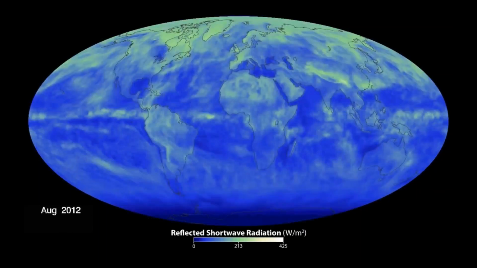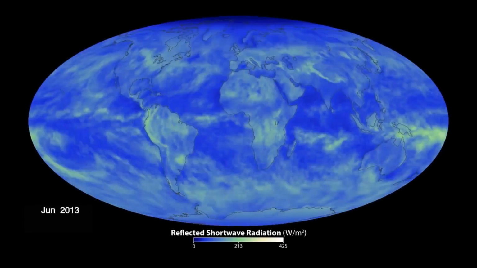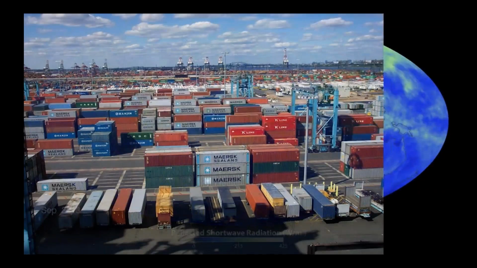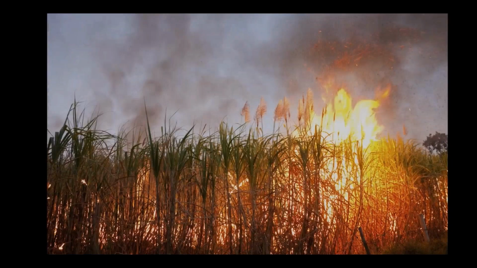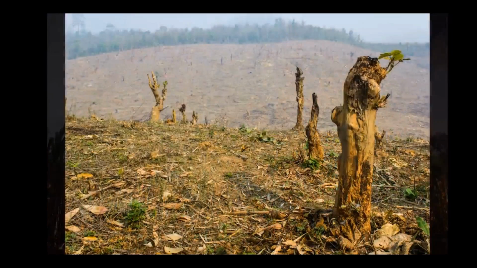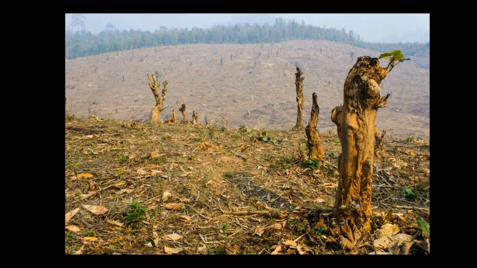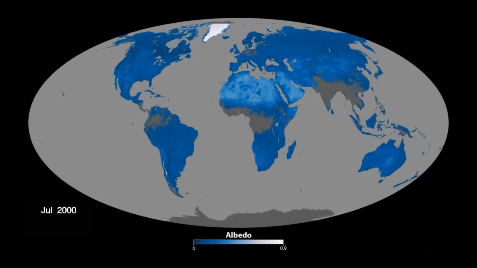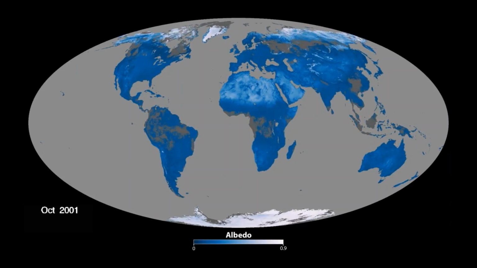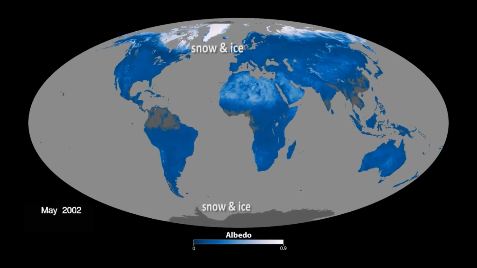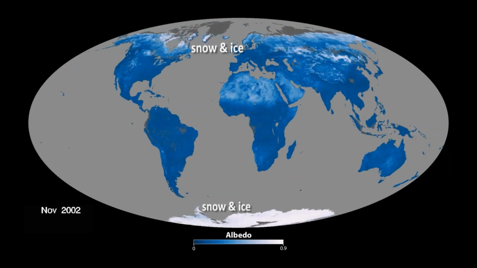Notice more reflected solar energy where there are persistent clouds, wind-blown dust from the Sahara Desert, smoke and pollution, and over snow and ice. One way humans impact the global energy balance is by modifying the Earth's albedo through industry and transportation, such as ship tracks and jet contrails. Agricultural burning and land use change also modify albedo.